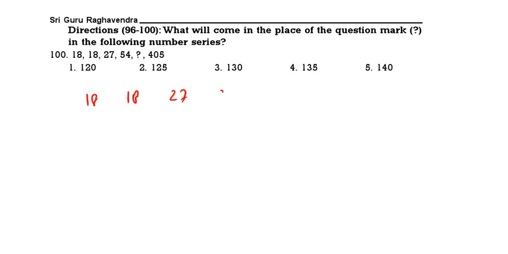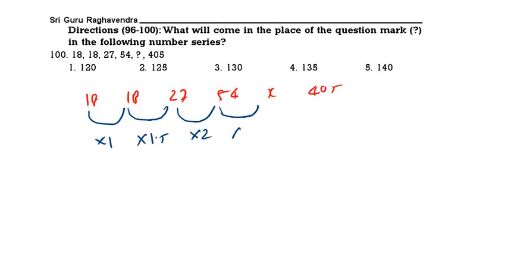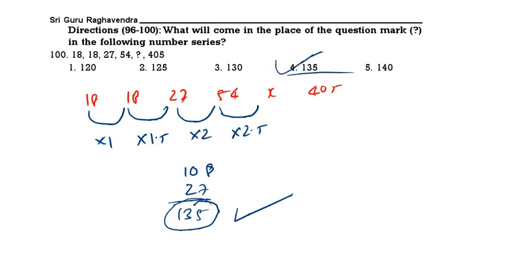18, 18, 27, 54, question mark, 405. See this is into 1, into 1.5, into 2, into 2.5. 54 into 2 is 108, plus 27, total we will get 135. 135 is the correct answer. So option 4 is the correct answer.